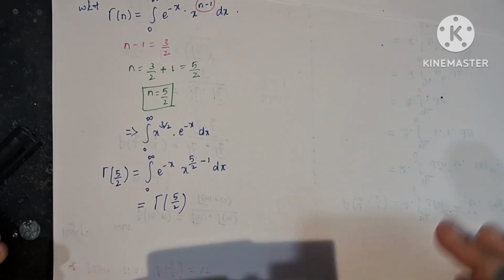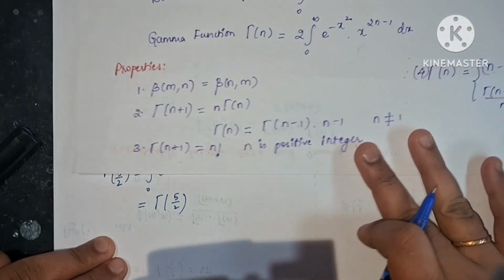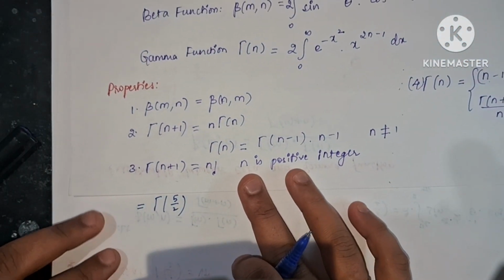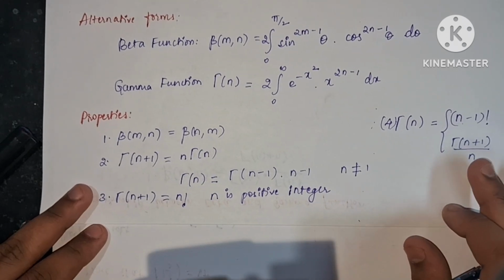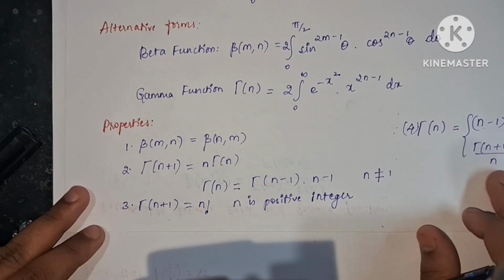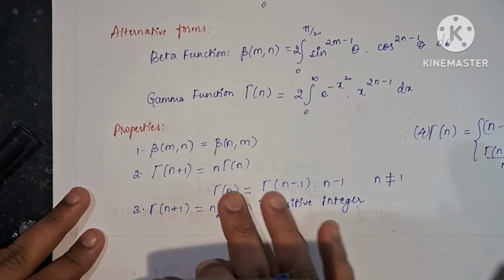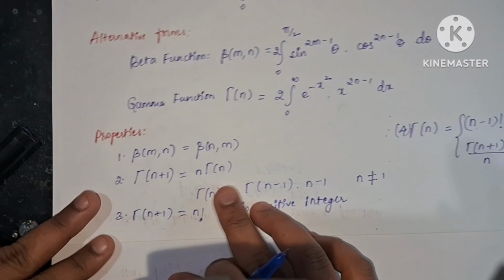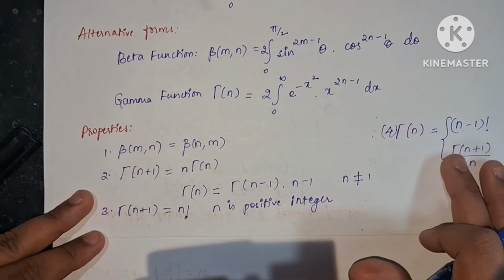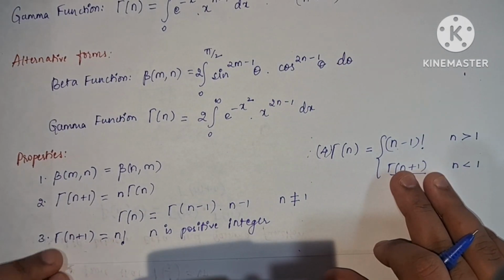How do you find this? Very simple. Look here. We know a few properties. What is the property we know here? We know that gamma of n plus 1 is given as n gamma n. So we have so many properties. In this, which property do you consider?